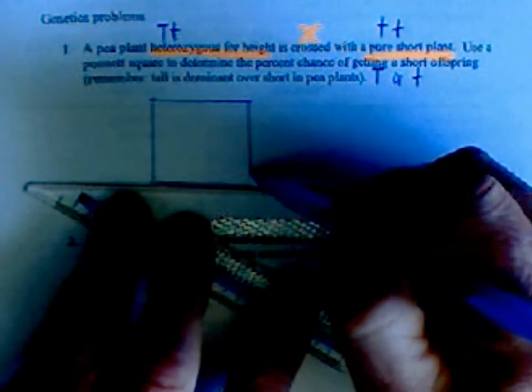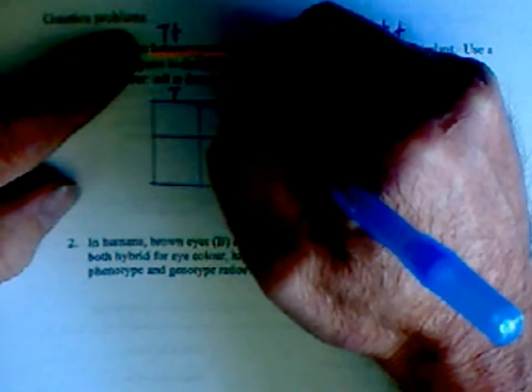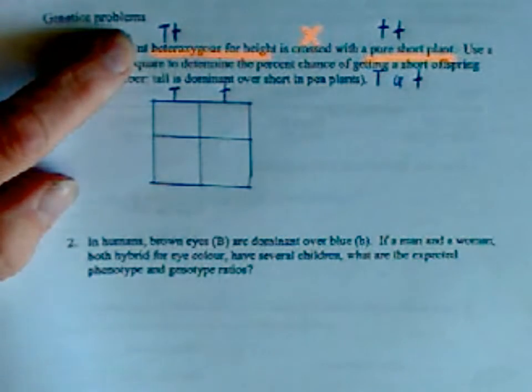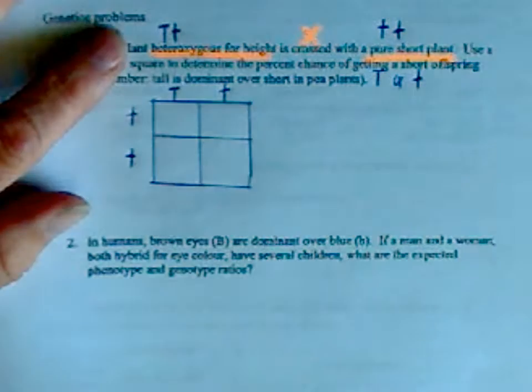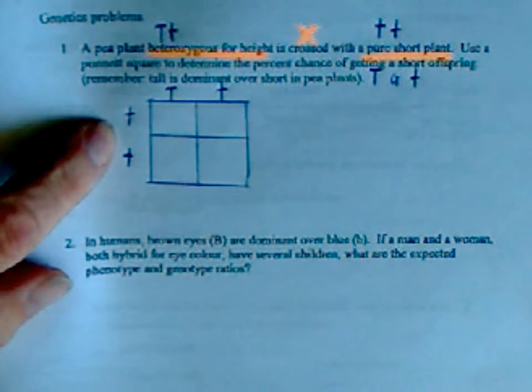So we would just set up a little squaresy, something like that. Typically I put the first parent on the top here. So let's say that's the male parent, and let's say that's the female parent. So heterozygous, and this is homozygous recessive, and they're calling it a pure short.